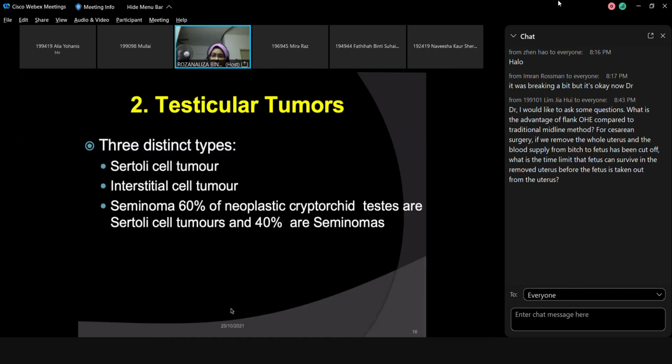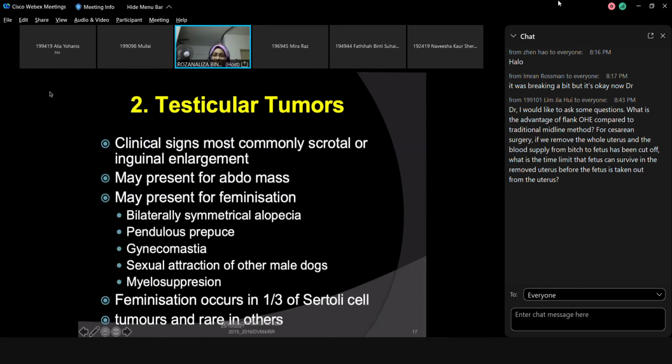And 60% of neoplastic cryptorchid testes are Sertoli cell tumors and 40% are seminomas. So the common clinical sign, you can see scrotal or inguinal enlargement, because it's trapped in the body. It has been exposed to normal body temperature. So the tumor is going to get bigger and bigger, okay?